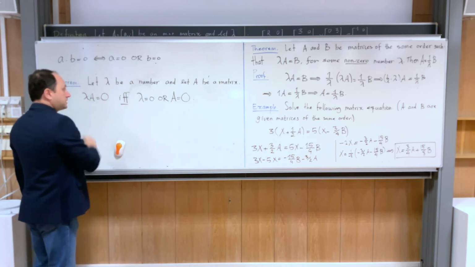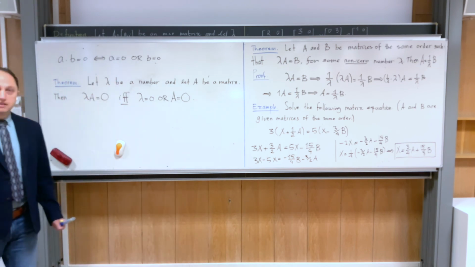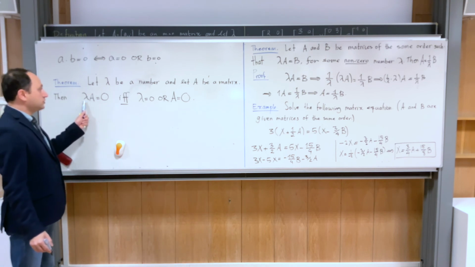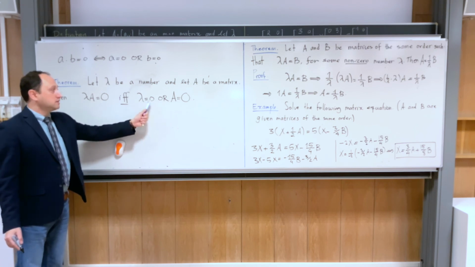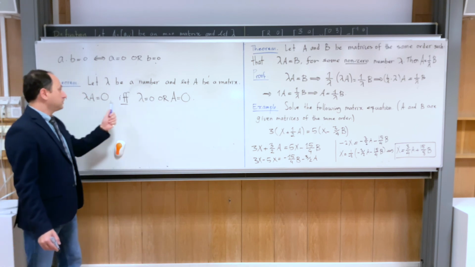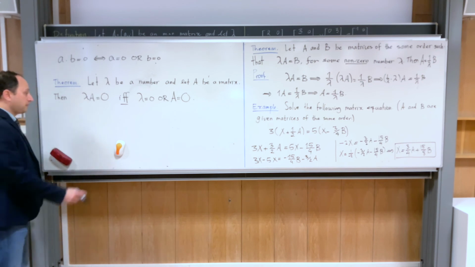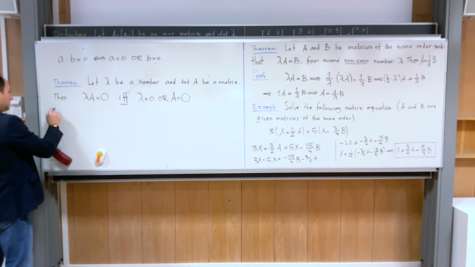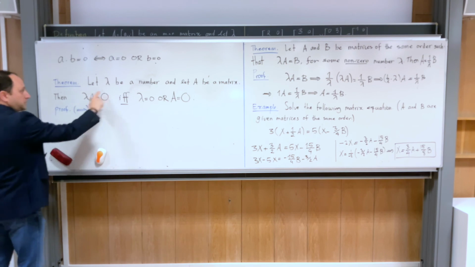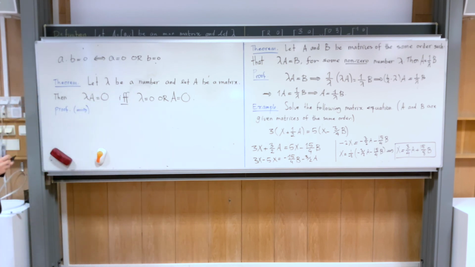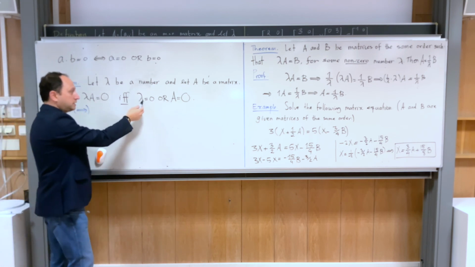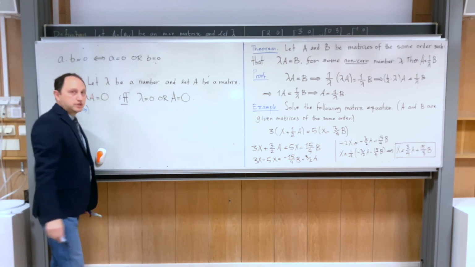Because this theorem is expressed with if and only if, it means that this is actually two theorems. First we need to assume that this is true and show that this is true, and then we need to assume that this is true and prove that this is also true. Okay, so let us go from this direction. Let me write the proof. Let us consider this direction first. So lambda A is equal to 0 by assumption. I want to show that lambda is equal to 0 or A is equal to the 0 matrix.